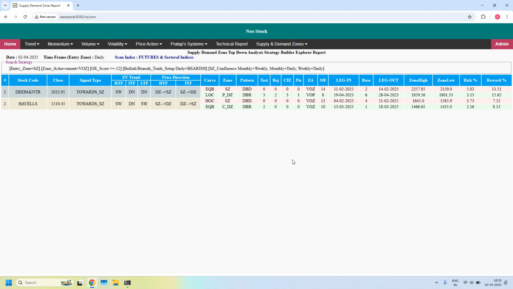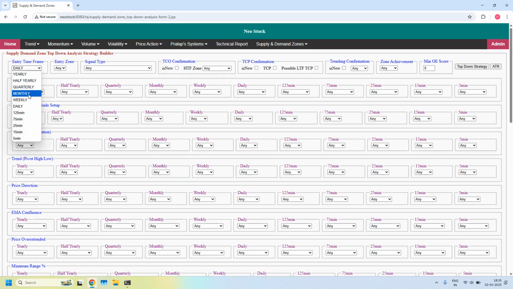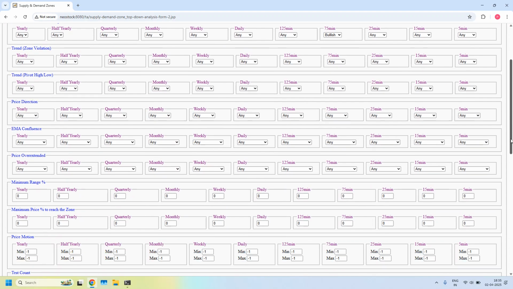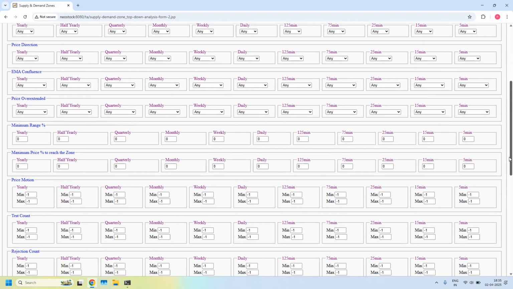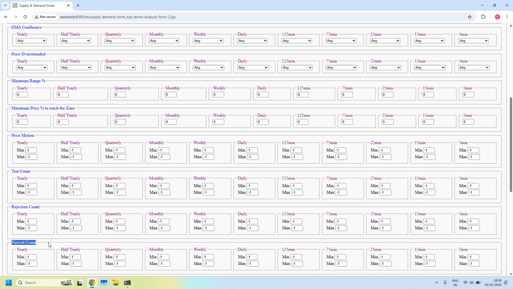Next we will look into weekly income trades. Weekly income trade bullish trade setup, entry time frame 75 minutes, entry zone demand zone. Bullish or bearish trade setup at 75 minutes, I am selecting bullish. Zone achievement violated opposing zone, and the minimum odd enhanced score should be 12, and also 75 minutes demand zone should not be pierced. So in the pierced count parameter at 75 minutes time frame, I am setting minimum value 0, maximum value 0. That means the 75 minutes demand zone pierced count should be 0. Pierced count 0 means the zone is not pierced.